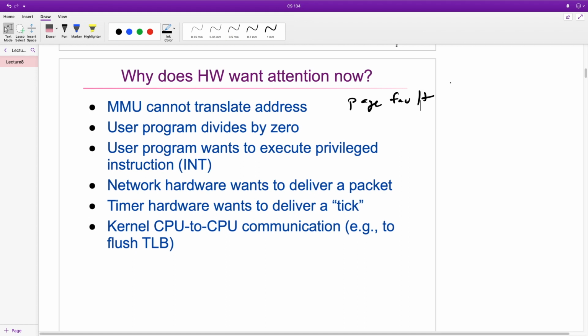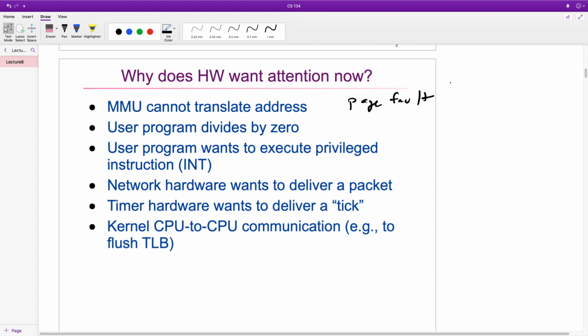Divide by zero is another example. Users trying to execute some privileged instruction that they're not allowed to, like set the CR3 register or do an interrupt, not 40, but some other kind. Like let's say it's trying to do a PageFault exception interrupt. We don't want the user to be able to do that. Network hardware and delivered packet, yeah.